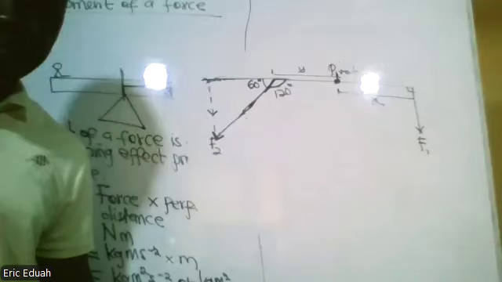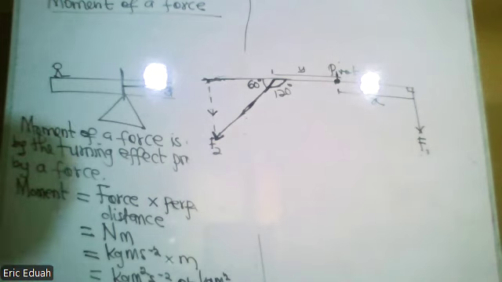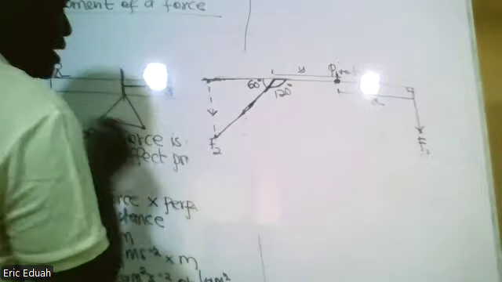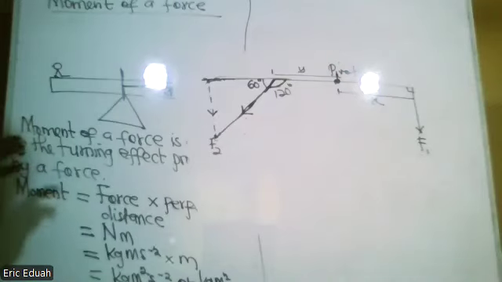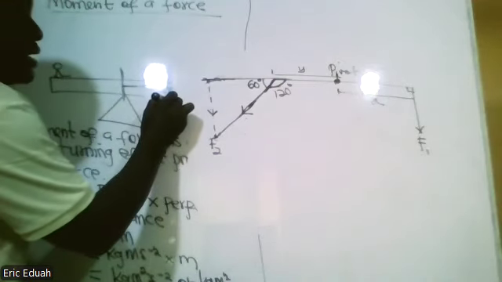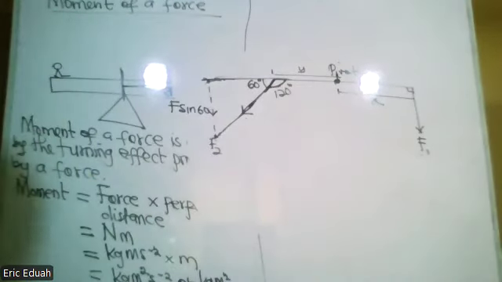Who is helping me out? Okay, Audrey. Sir, please, negative F sine 60. Why negative F? Because it's down. Yes, but we are not looking at the direction, because we are looking at components of forces. So this is F sine 60 degrees.